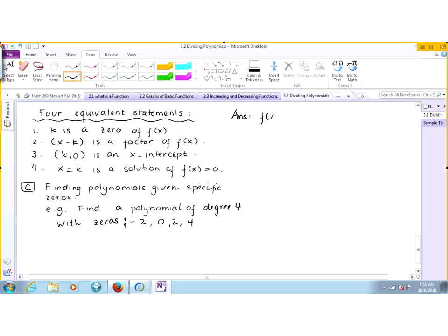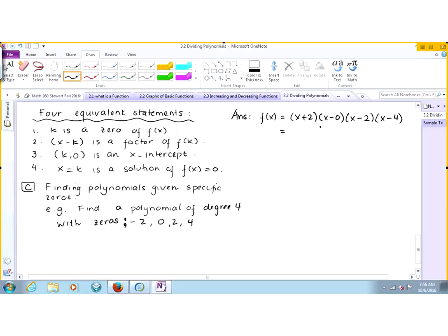So if the zeros are -2, what is the factor related to -2? x minus k. So these are all your k's. So x minus -2. What is x minus -2? x plus 2, yes. And then x minus 0, or you could just say x, of course. And then x minus 2 and x minus 4. So it is always x minus whatever zero it is that we have.